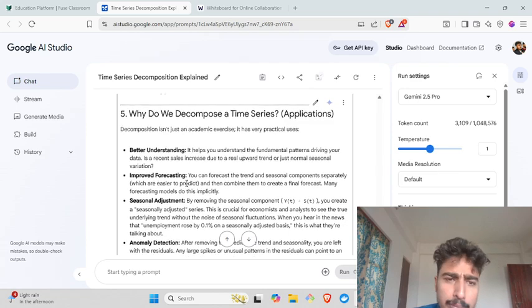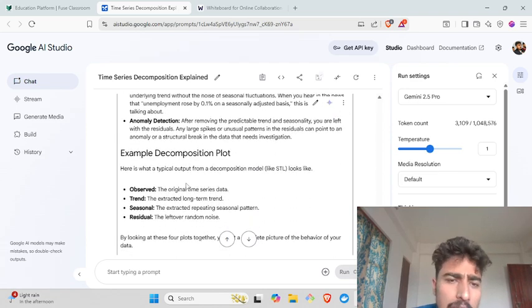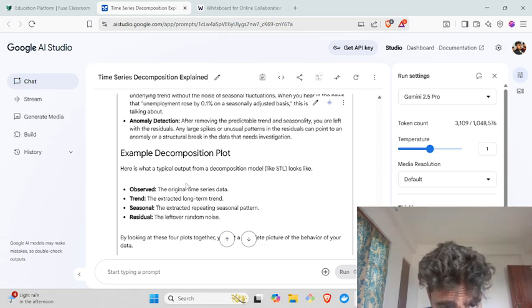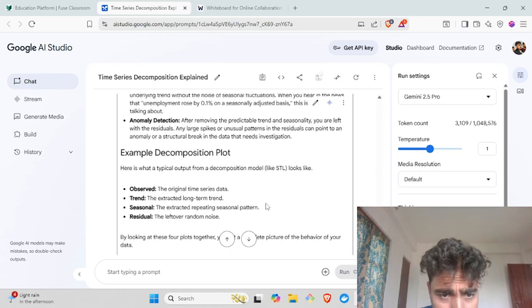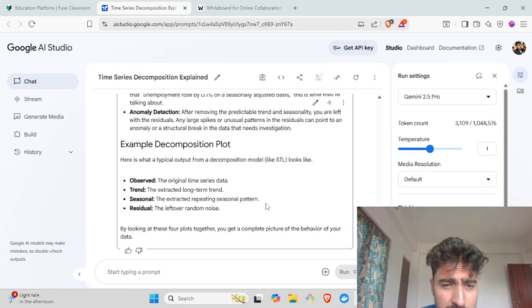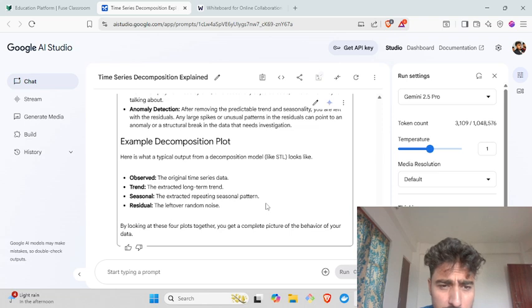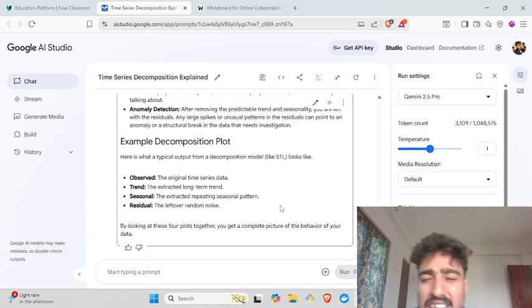This is all about applications. That was for today. Here is an example of a decomposition plot. Observe the original time series data; the trend, the extracted long-term trend; the seasonal, the extracted repeated seasonal pattern; and the residual, the leftover random noise.